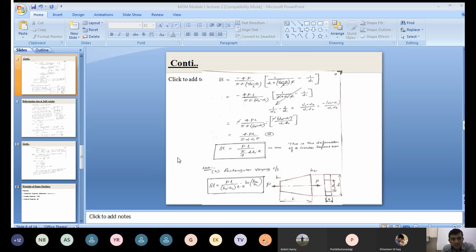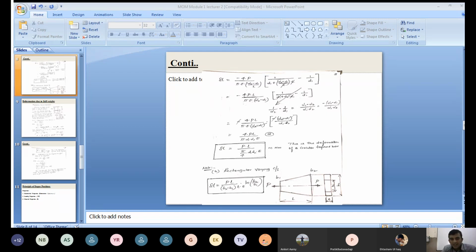For a circular tapered bar, delta L is equal to what? PL by AE you can take. What about A here? For a tapered bar, the area of the cross section you can take as pi by 4 d1 into d2. You can easily remember that equation, right? That's why we rearrange the term here: PL by pi by 4 d1 into d2. Pi by 4 d1 d2 you can represent as the area of the tapered bar, into E. Now this is the deformation of a tapered bar of circular cross section. Any doubt?